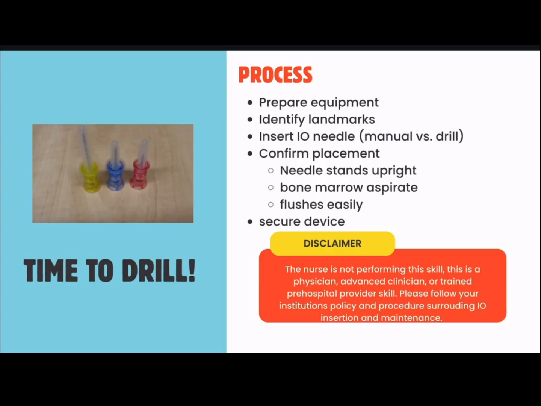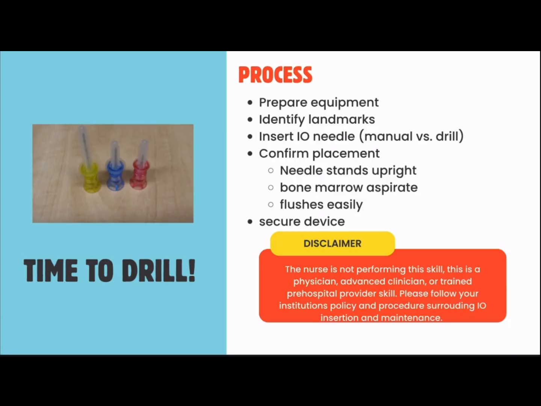Oftentimes as nurses, we're preparing equipment for the provider, getting them ready to do whatever skill we're going to do, so it's nice to help prepare the equipment. The provider's going to identify the landmarks based on what insertion site they're going to go with. Then they're going to insert the IO needle either using a drill or a manual insertion device. Just to note, the manual insertion devices do require a little bit more force than a drill. So if you're not a particularly strong person with your hands, it might be a little bit difficult to place. Then you're going to confirm placement. That needle should stand upright.